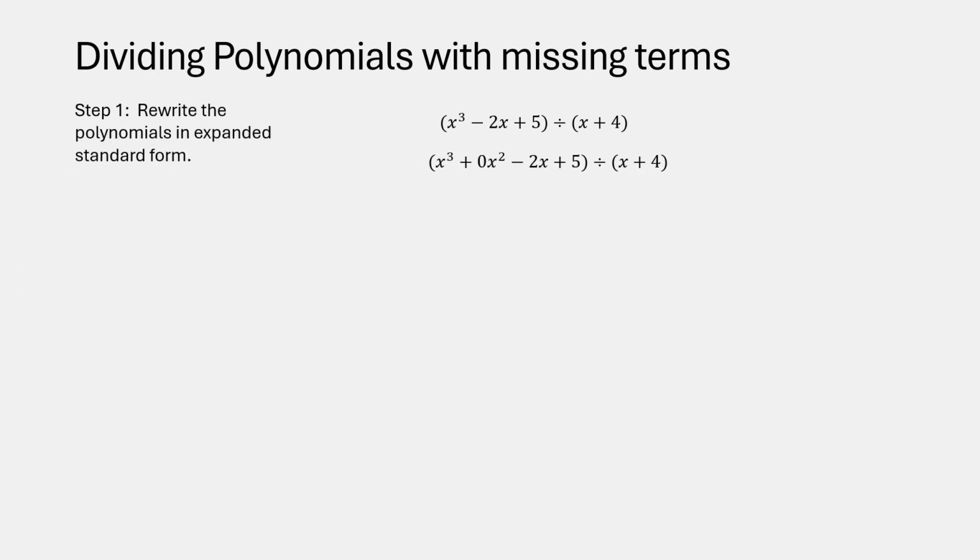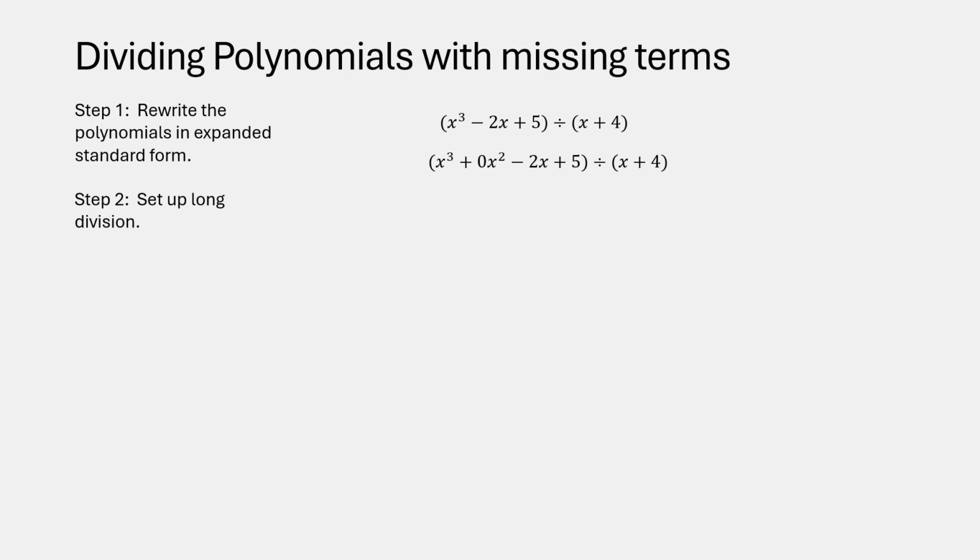Most standard form polynomials are going to go down 1 degree each time. Their exponents will drop by 1. So x cubed, x squared, x to the first, or x, and then no x's. So we are missing x squared. So let's go ahead and rewrite this in expanded form. So you put the x cubed plus 0x squared minus 2x plus 5, and then divide by x plus 4.